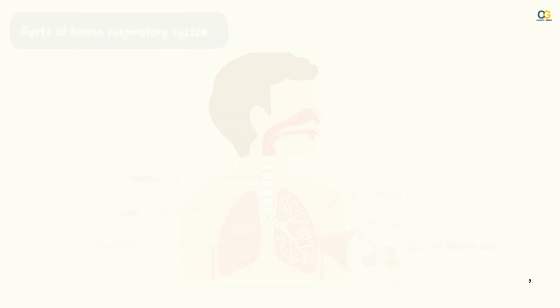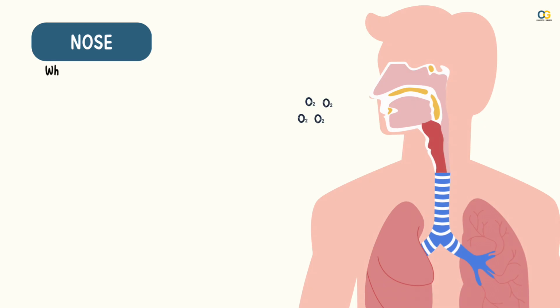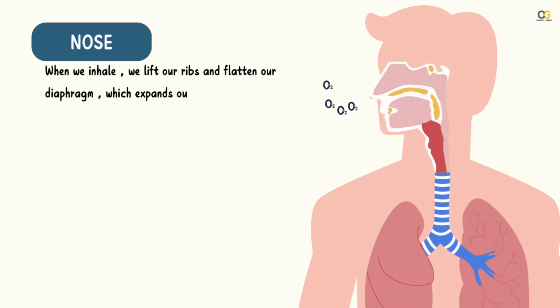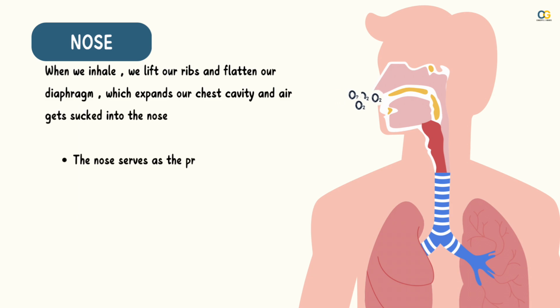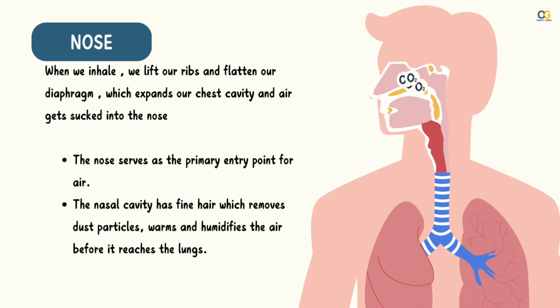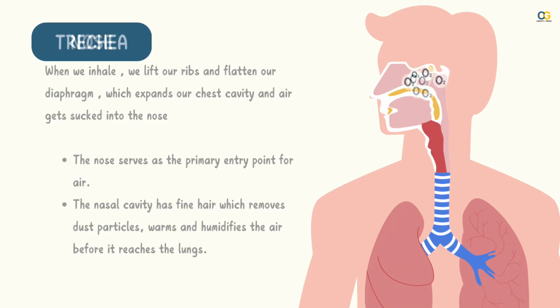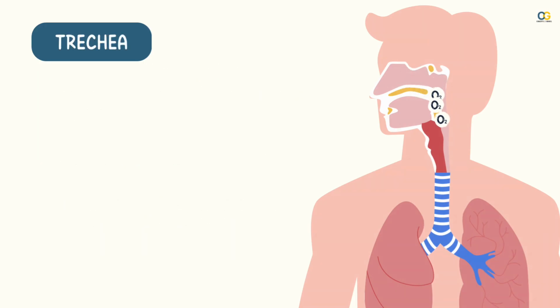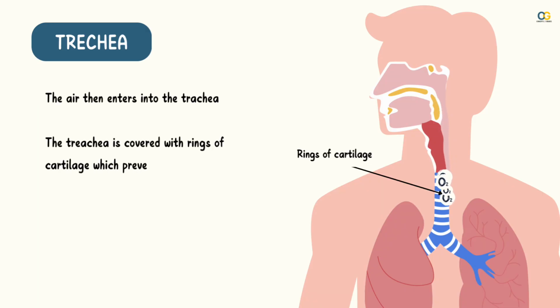Nose. When we inhale, we lift our ribs and flatten our diaphragm, which expands our chest cavity and air gets sucked into the nose. Now, the nose serves as a primary entry point for air. The nasal cavity has fine hair which removes dust particles, warms and humidifies the air before it reaches the lungs. Air then enters the trachea, which is covered with rings of cartilage to prevent it from collapsing.